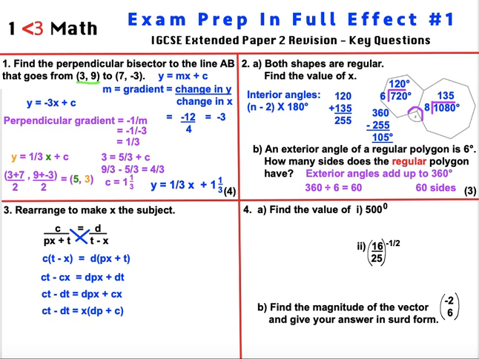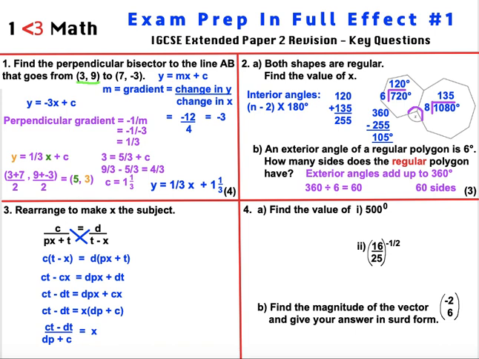Now we can divide both sides by dp plus c, so we have x on its own, and our solution is x equals ct minus dt over dp plus c. And that's the rearrangement to make x the subject. That is worth 3 marks. I haven't put the mark score on there, but that'll come on at the end.